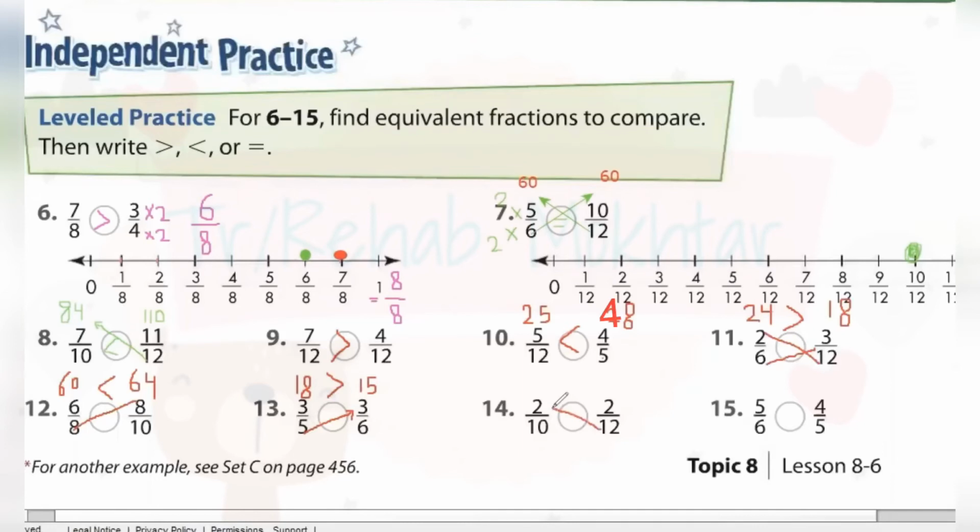Number 14, 2 out of 10 and 2 out of 12. Just multiply. 2 times 12 equals 24, and I will write it here. 10 times 2 equals 20. 24 is more than 20. 5 times 5 equals 25. 6 times 4 equals 24, which is more? 25. Open the mouth.